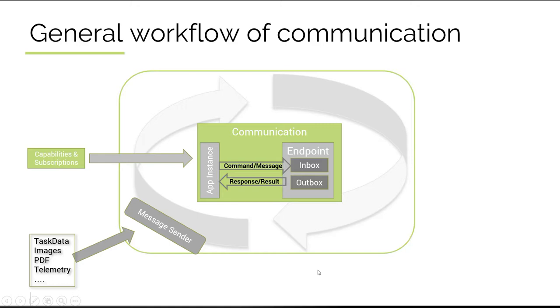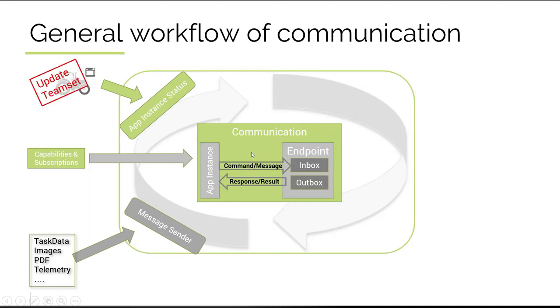Second type of information you can throw into the communication is the app instance status. For example, let's say we have a tractor with a terminal and a round baler, and someone disconnects the round baler. You have to update your team set, and you have to make sure that every time the team set, so the configuration of CU plus attached machinery with our capabilities and subscription changes, you send an update and you change your team set context ID. As I already said, you also have to do this with changing subscriptions and capabilities.